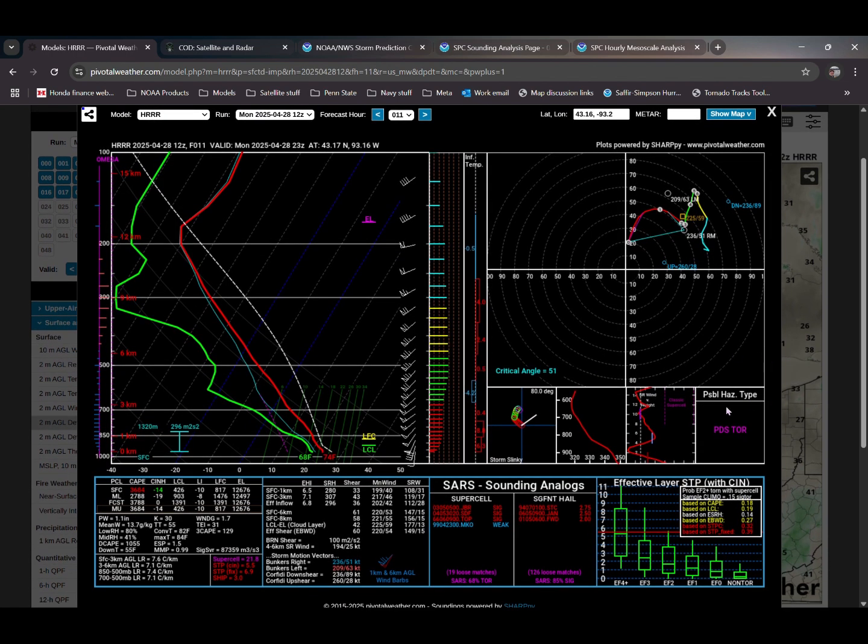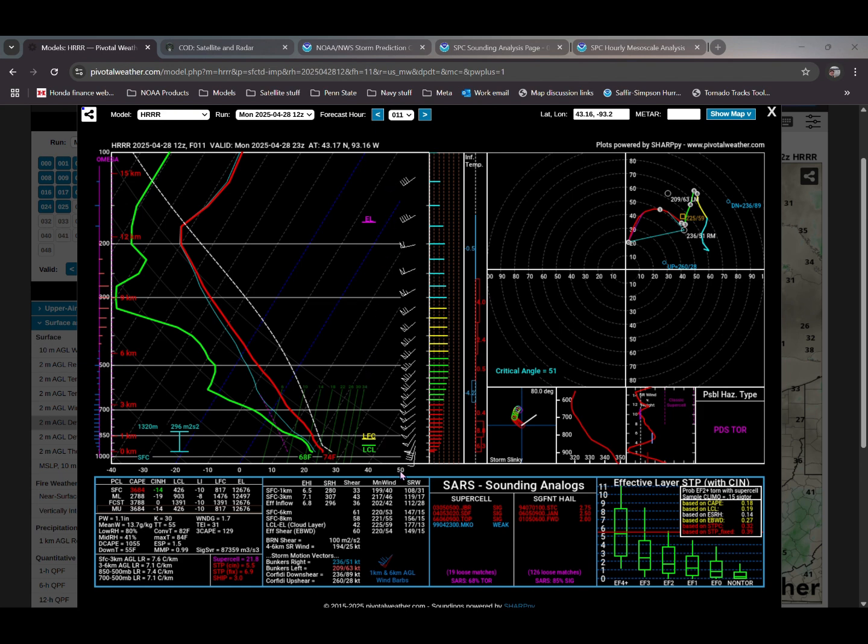I've seen several model runs provide a PDS tornado possible hazard type. So this is obviously something that needs to be taken very seriously because we could have the potential for a strong to violent tornado today. The first thing that catches my eye, besides the PDS tornado hazard type, is how the winds are turning clockwise with height. And that's a really good indicator of having that really strong shear needed to produce intense supercells.